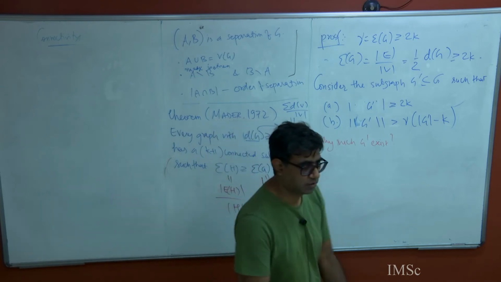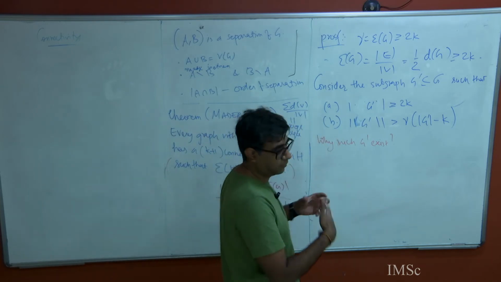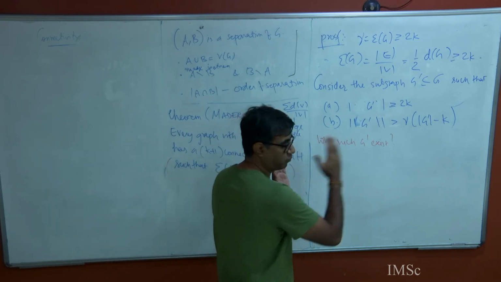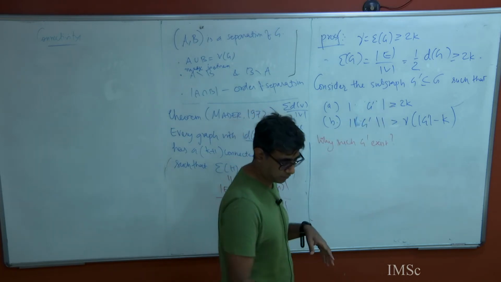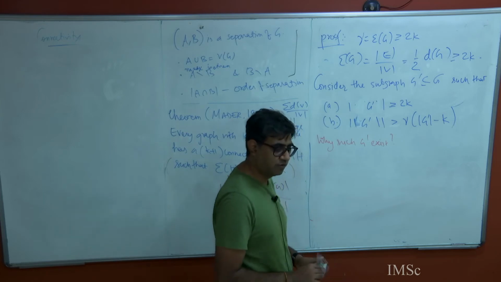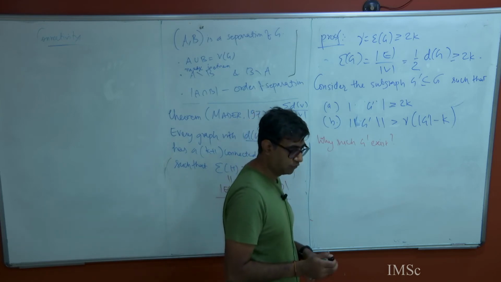You understand my question, right? We say, consider the subgraph G prime, a subset of G, with this property: the number of vertices is at least 2k. So what will be the most obvious way to show this?